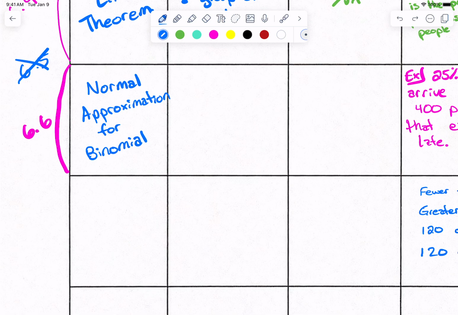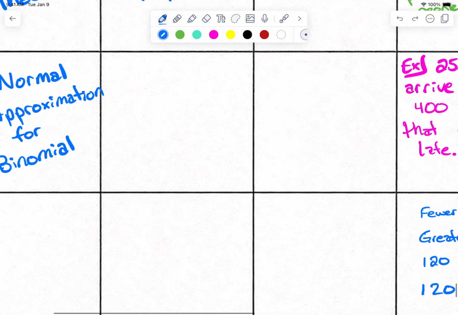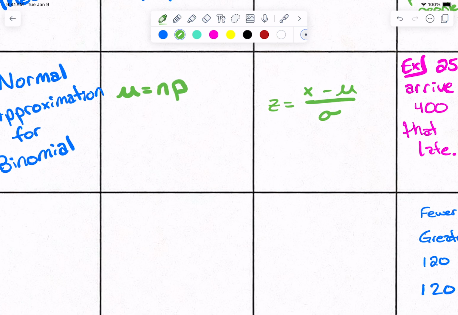Are you good? You ready? Okay. All right. For normal approximation, we need to find a z-score. And z-score is x minus mu over the standard deviation. Easy peasy. Except mu. How do we calculate mu? N times p. How do we find the standard deviation? N times p times q, square root.